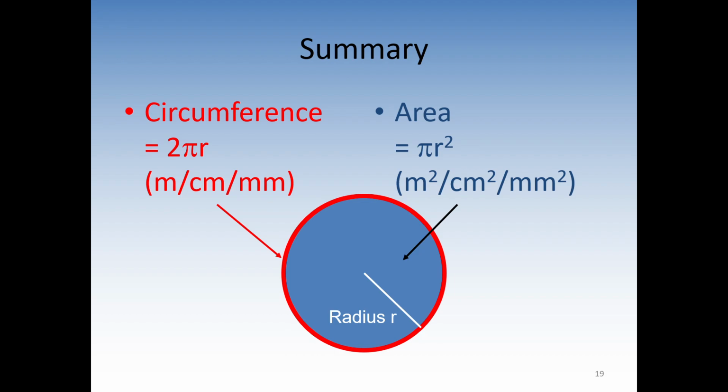So you can see that the two formulas are very similar. So please be careful with the degree. If we ask you for the area, it carries the square, as well as the square in the units. So it may help you to remember the formula better.